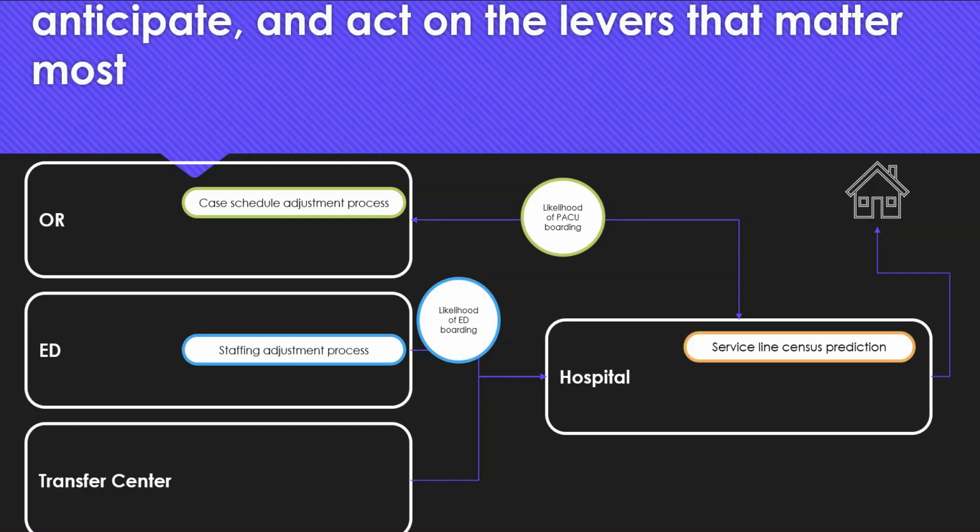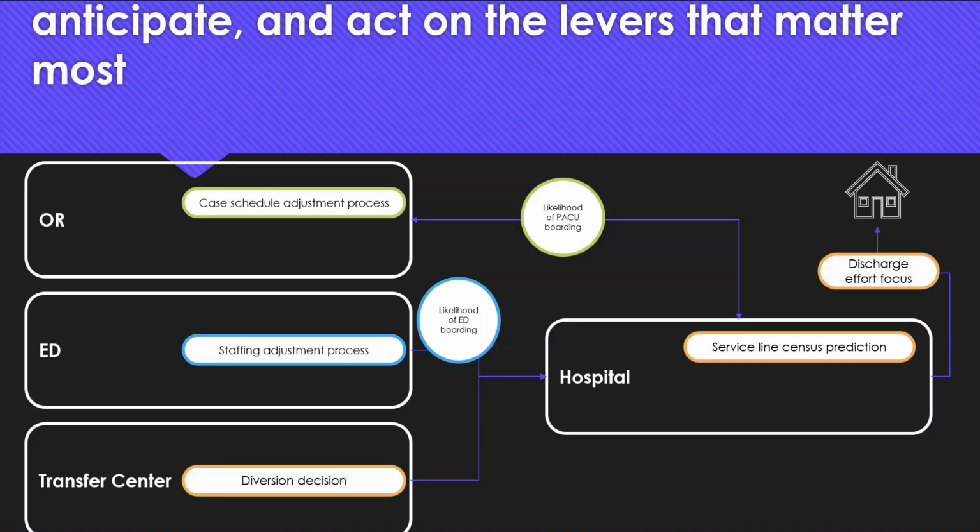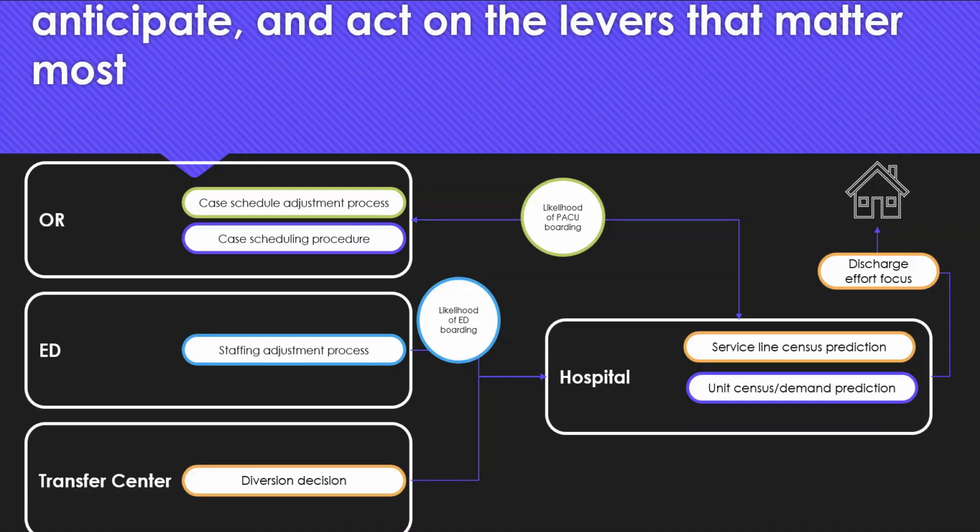The hospital may still predict census in the same way that we talked about, but we might do it at the service line so that we can influence a diversion decision or focus energy for the discharge teams. We may still predict census at the unit level, but for the purpose of influencing a schedule upstream or directing our cleaning staff to different activity. So you can see this really big shift in focus from the math to the impact.